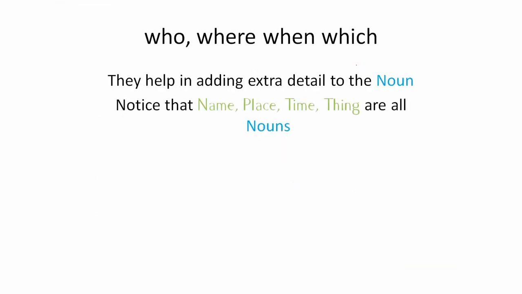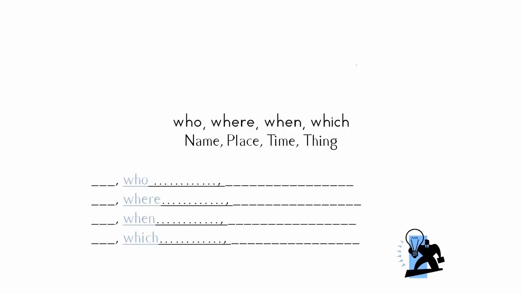Okay, so who, where, when, which, they help in adding extra detail to the noun. And notice that name, place, time, thing are all nouns, but depending on the type of the noun, we need to use the right word. So this is how the segment after underlining will look. We have the nouns here, and this is the detail that you underline, and then the rest of the sentence. Okay. That's how the segments must be underlined when you see these words.